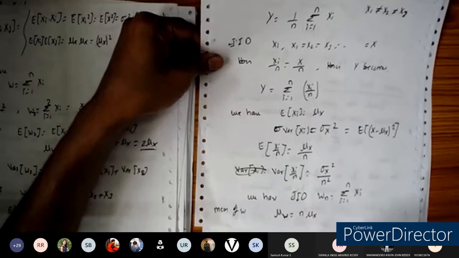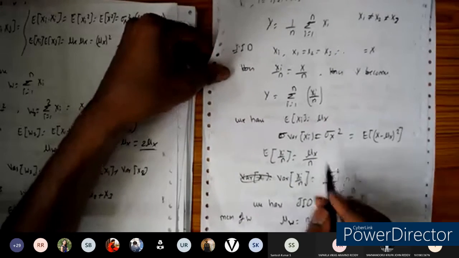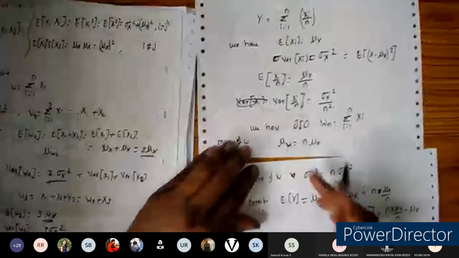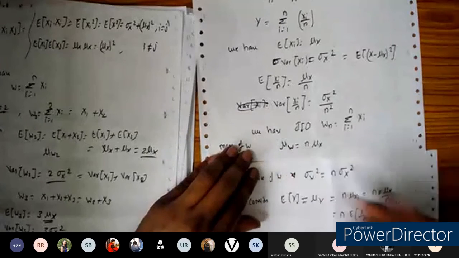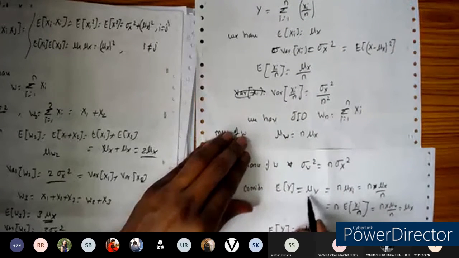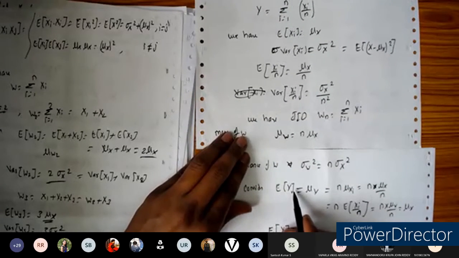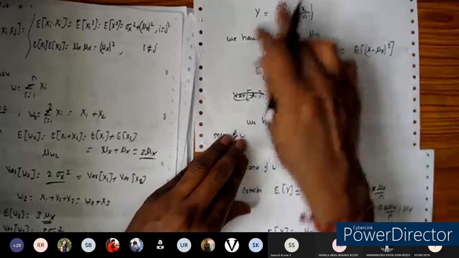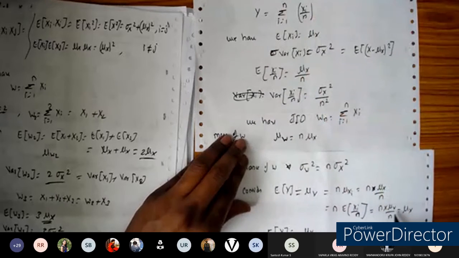Now I'm going to find out the mean of this random variable y. The mean of random variable y is mu w, which is the expected value. That is, n into mu xi, divided by n. Since we have n random variables, it is n into mu x divided by n.